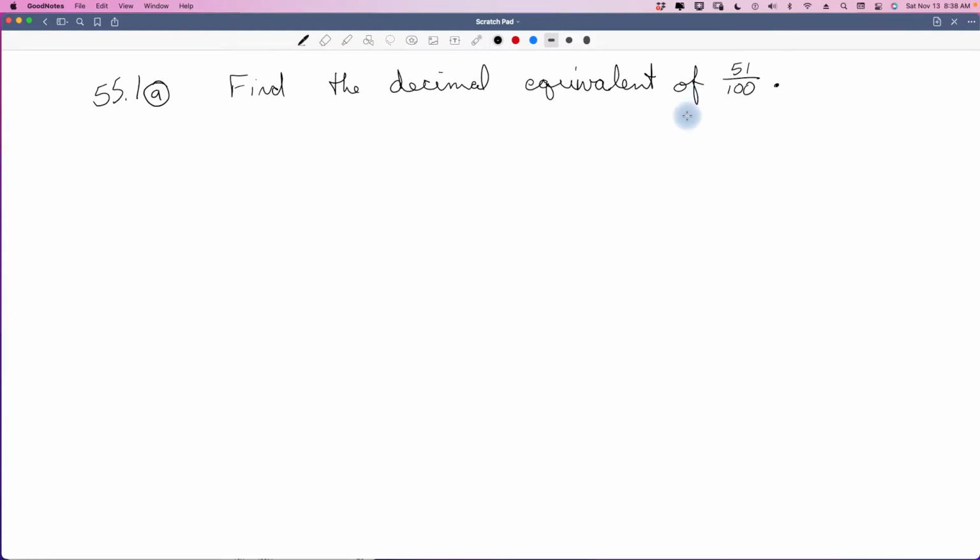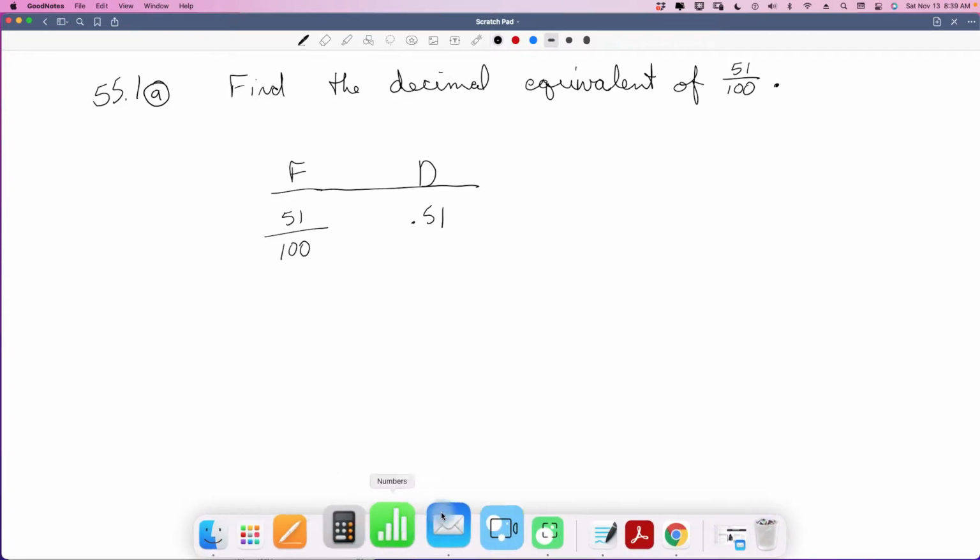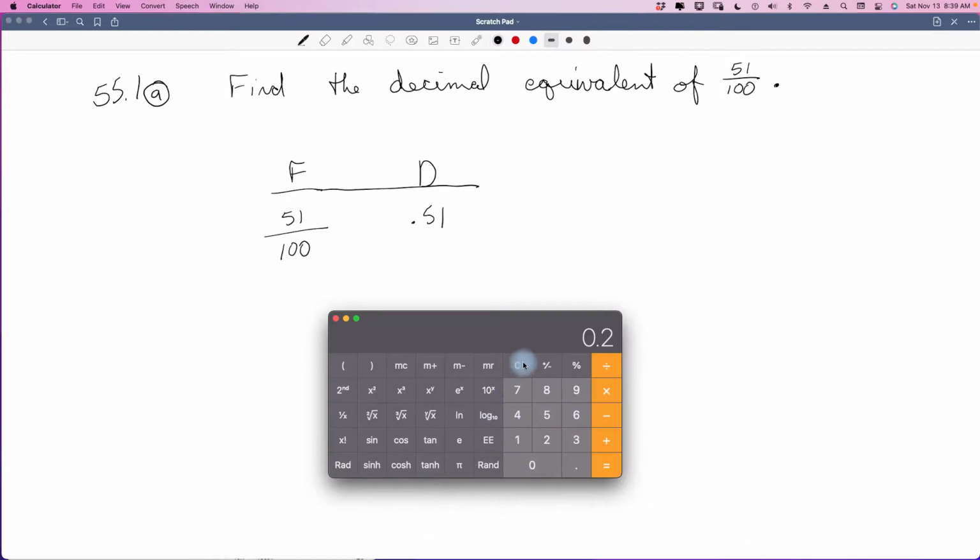So find the decimal equivalent of 51 over 100. So if we know that the fraction is 51 out of 100, we know that the decimal is just going to be, boom, boom. Move it twice because we got 2 zeros, so we move it 2 spaces. So that's 0.51. That wasn't even hard. Seriously, what are these people doing? All right, and all we did to get there, technically, we just moved the decimal places twice, but it's the same thing as if we had done it on the calculator. 51 divided by 100 is 0.51.